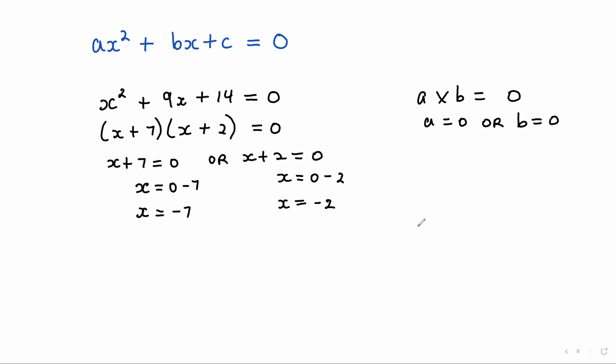Some quadratics have two solutions, some of them have one, and some of them have no solution. But for this level, we're only going to look at the quadratics that have solutions, whether they're one or two. Let's do another one. Let me use another example when a is not 1.